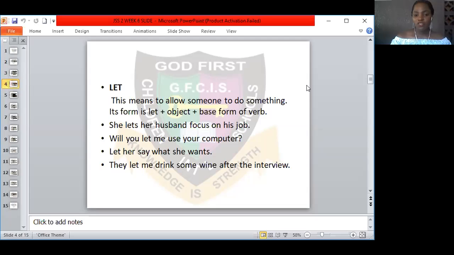But its form or structure is let plus the object, that is the object of a sentence, plus the base form of the verb. Let plus the object plus the base form of the verb. Let's look at the first example here. She lets her husband focus on his job.